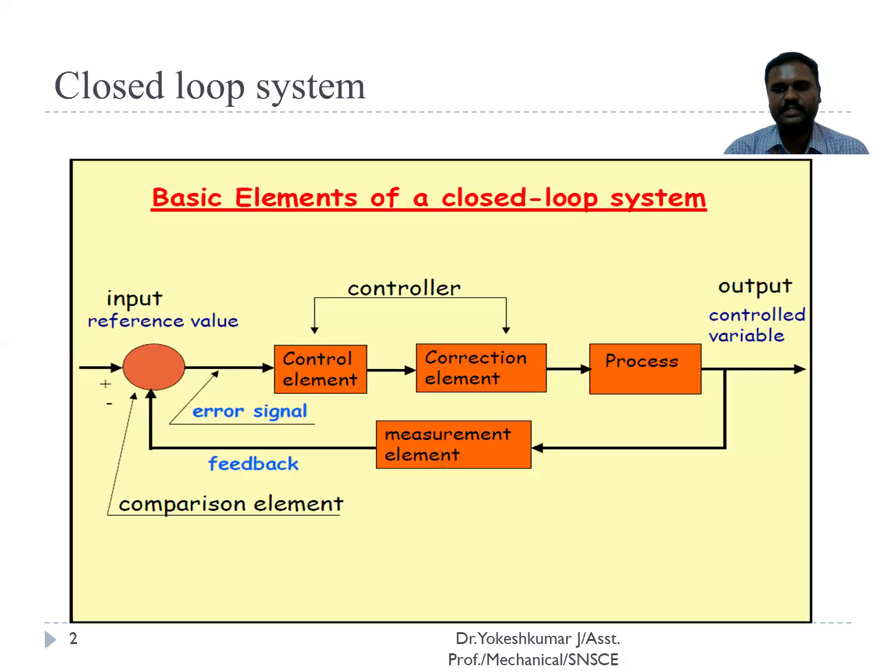Then the process, that is the process to be controlled, for example flow rate, temperature, or pressure, etc. And finally output, it is the controlled variable. So these things are very common as that of the open loop system. Here we are adding an additional element that is called a measurement element.